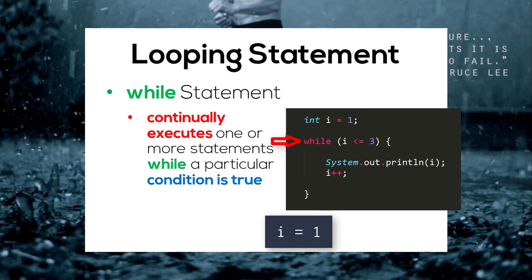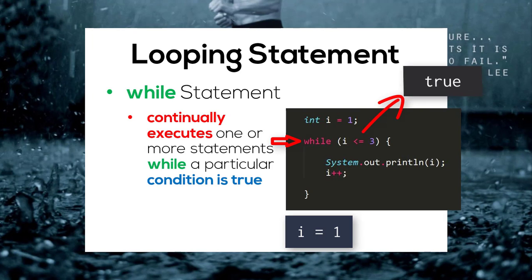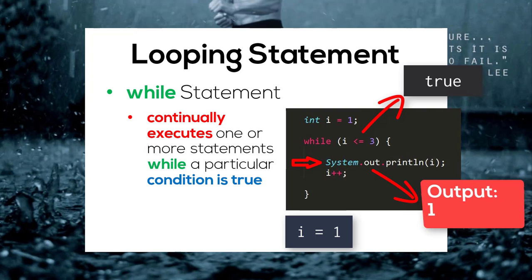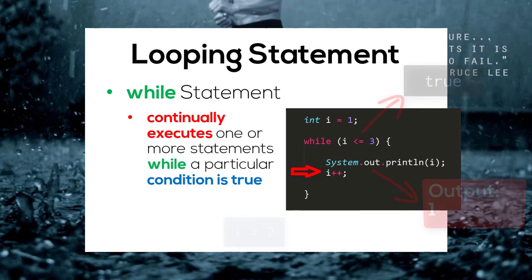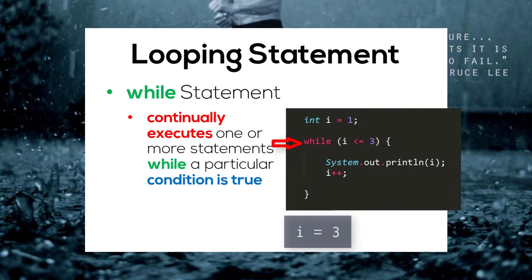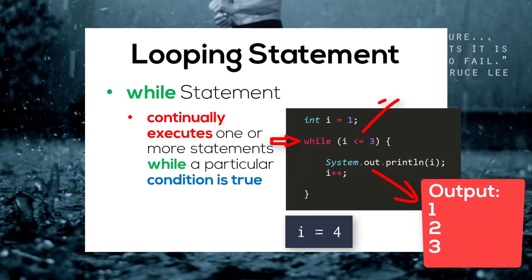The while statement will first evaluate the expression, and since i is less than or equals to 3, it will be evaluated as true, and the statements within the while block will then be executed. After that, the while statement will continue testing the expression and executing its block until the expression evaluates to false.